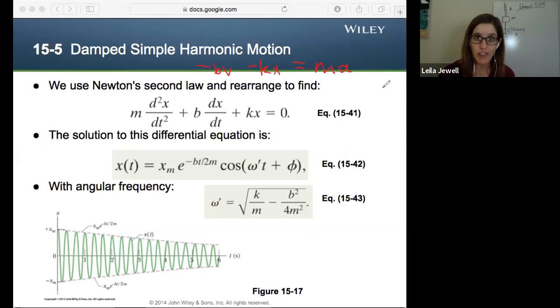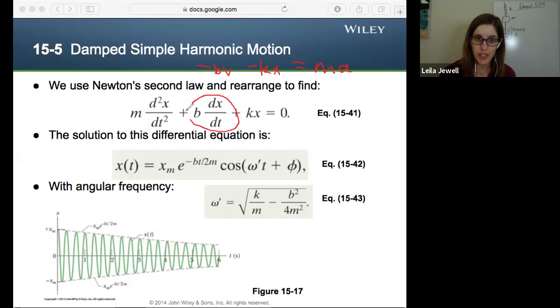Then we're going to write everything as a derivative of position with respect to time. So acceleration becomes the second derivative of position with respect to time. Velocity becomes the first derivative of position with respect to time, and x stays x. Some things don't change. So this is now a differential equation. If you take differential equations, or if you have taken it, you could solve it to get this result. And the key difference here from what we had before is this extra damping term.